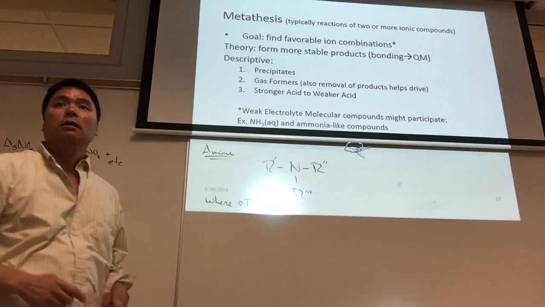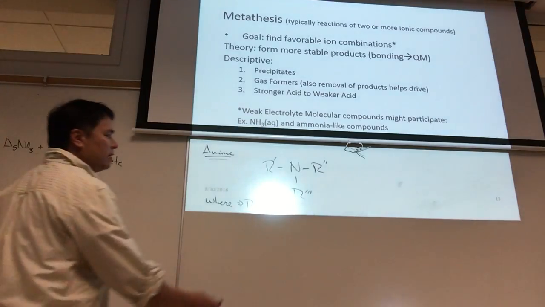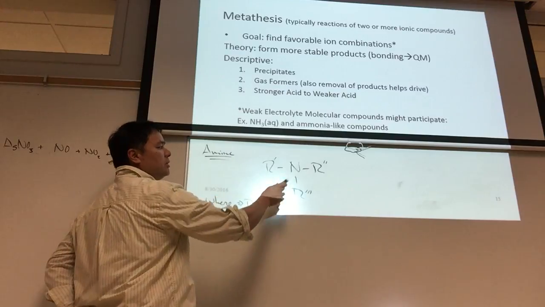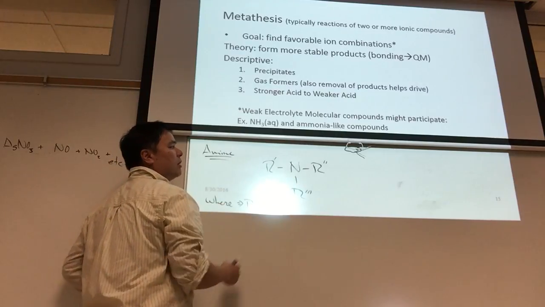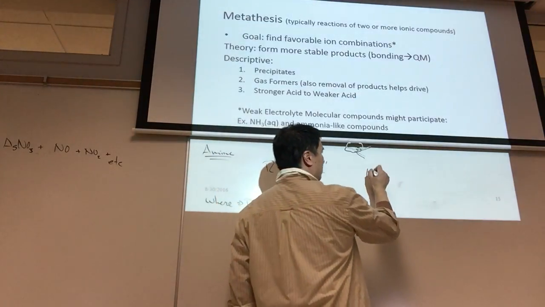Do you know the electronegativity of hydrogen? Probably not. 2.1. Do you know the electronegativity of carbon? 2.4. And so hydrogen and carbon's electronegativity are comparable. 2.1 and 2.4 is not a big difference. They're very similar in terms of electronegativity. And so if I have a hydrogen or carbon attached to the nitrogen, it doesn't change the electronic environment around nitrogen very much.